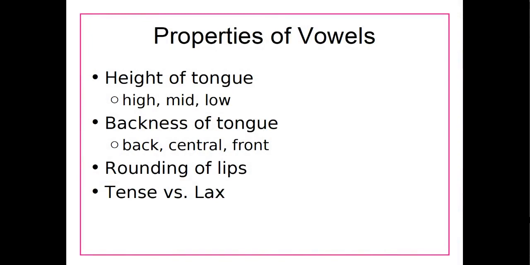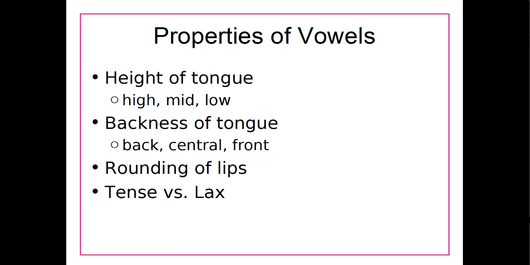There are a few different properties of vowels, so these correspond to things like place and manner of articulation that we were talking about with consonants. With consonants, we described them by place, by manner, and by voicing, so voiceless or voiced. With vowels, we describe them by the height of the tongue in the mouth when we say it. So we have high vowels, mid vowels, and low vowels. So the tongue is either high in the mouth, mid in the mouth, or low in the mouth.